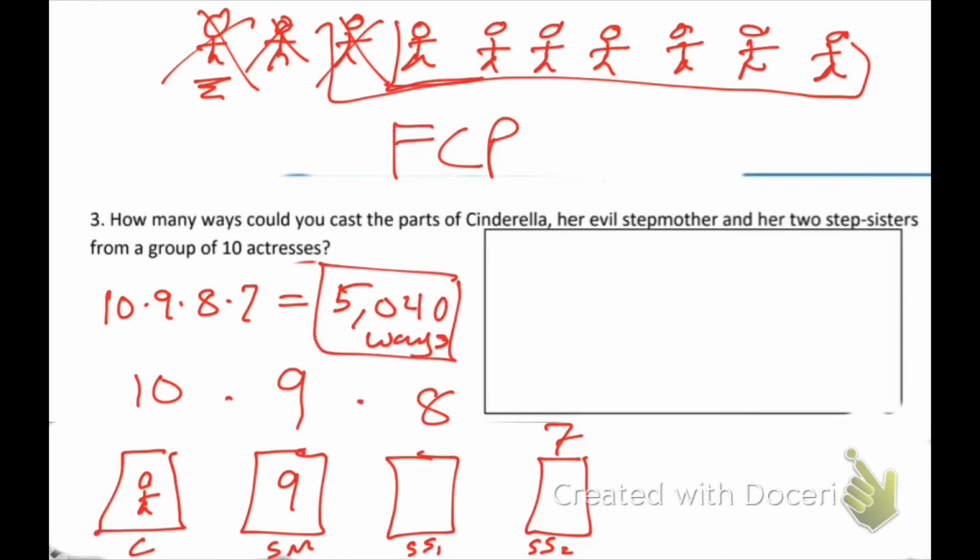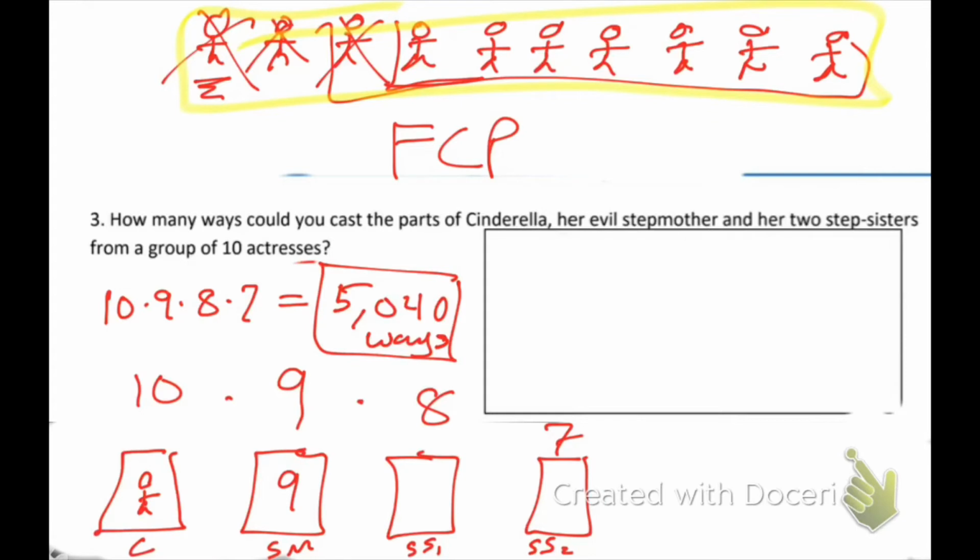which is pretty crazy to think about. Given these 10 people here, the original 10 people, there are 5,040 different ways that I could pick each of these people to play the parts. And maybe it's a little bit confusing why there's so many.